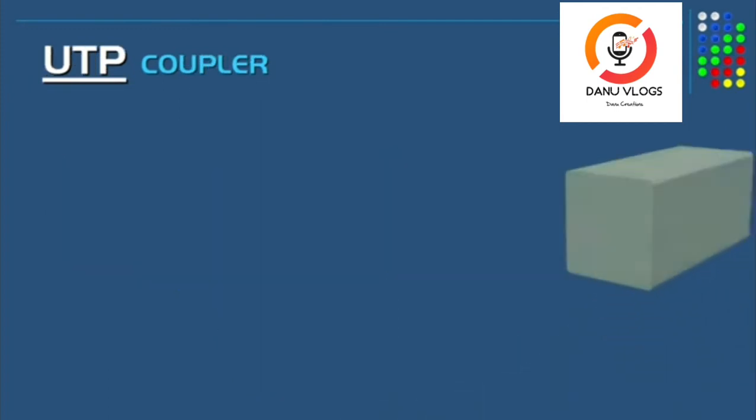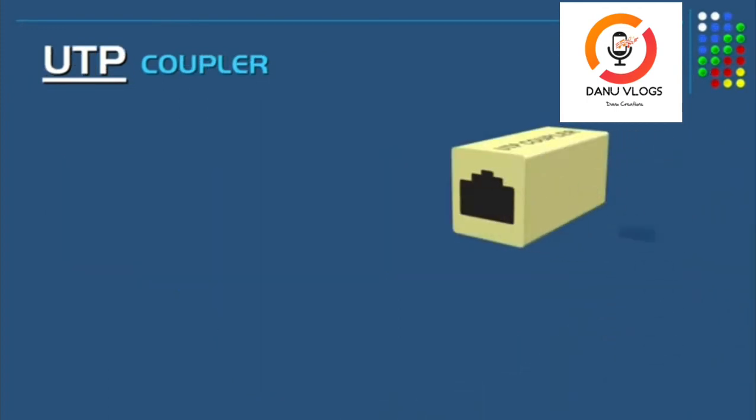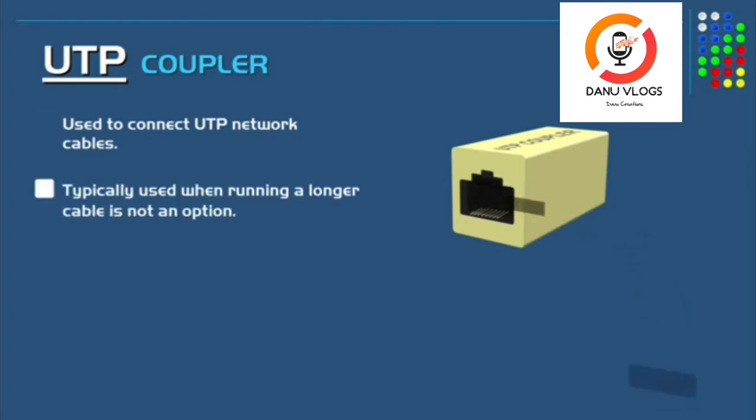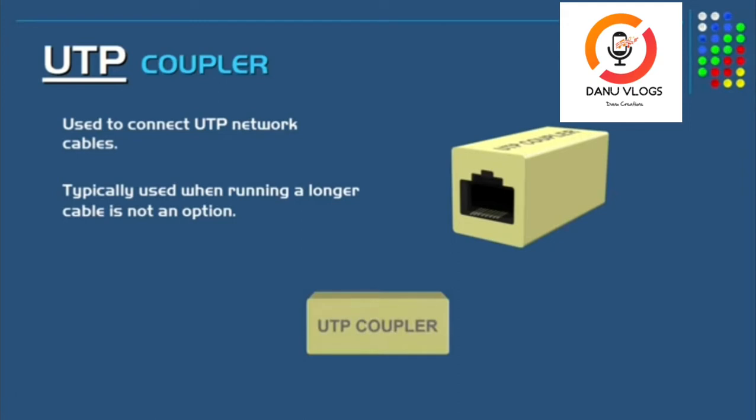Now this is a UTP coupler. This is not really a connector. This is used for connecting UTP cables with RJ45 connectors to each other. This is typically used when running a longer cable is not an option. It's just used to extend a network cable by joining 2 cables together using their RJ45 connectors. So you would just plug one end of the cable into the coupler, and then you would plug in another cable on the other side. And now you have successfully extended your UTP cable.